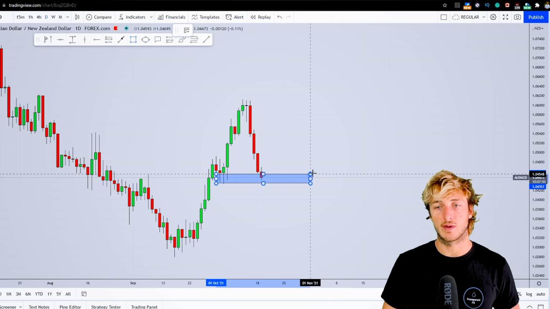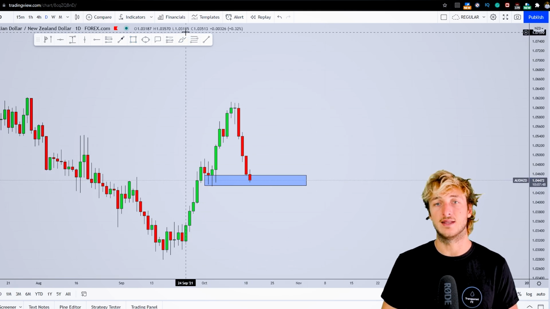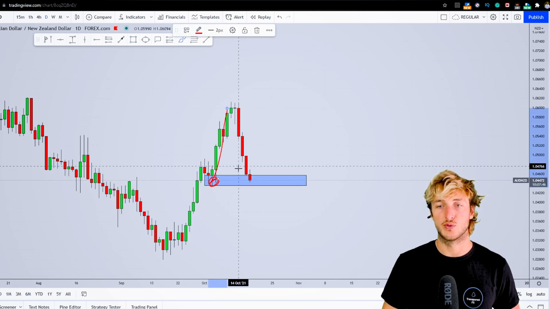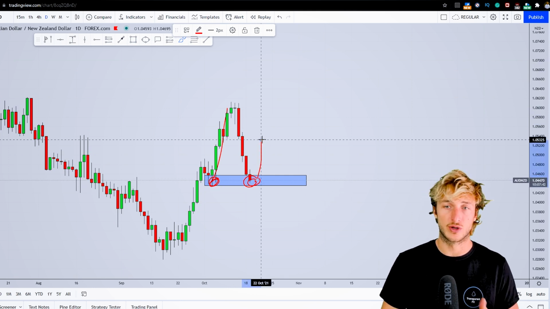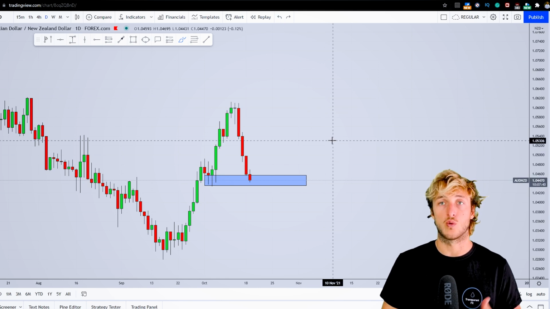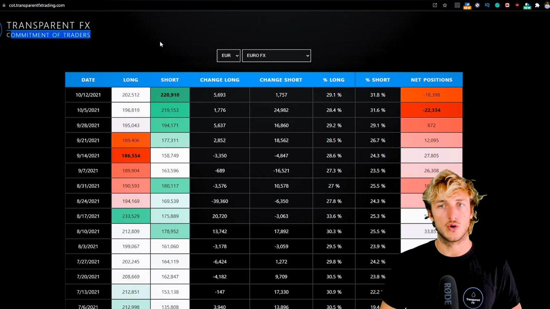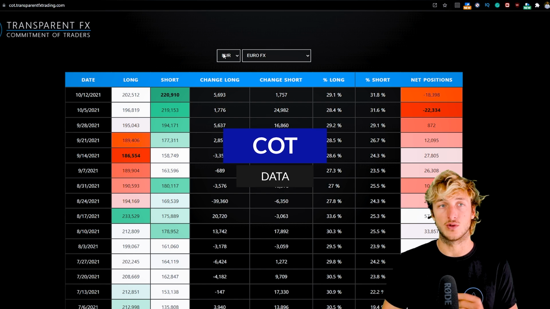We can also notice how at the moment we are testing strong daily demand and support. From here, all this move to the upside was created. At the moment, we're testing this exact same demand and support, so a rejection to the upside seems quite likely as well. Going on the COT side, what do we have?